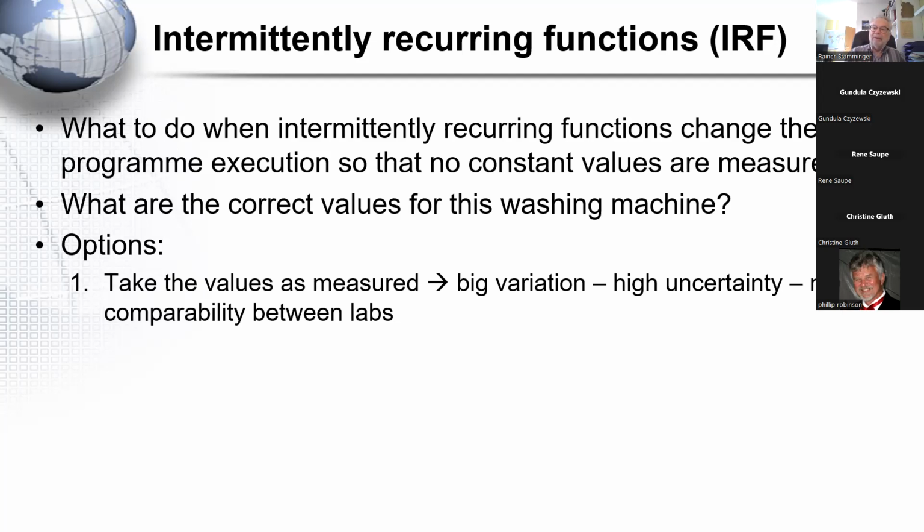Therefore, when we just take the values and calculate the standard deviation, we will see that we have a high uncertainty in the value. And this means it's hard to use these values to compare the data of one machine with another machine measured in another lab, or just with different repetitions of your test series. So this is not a good option, just to say we take what we are measuring and that is it.